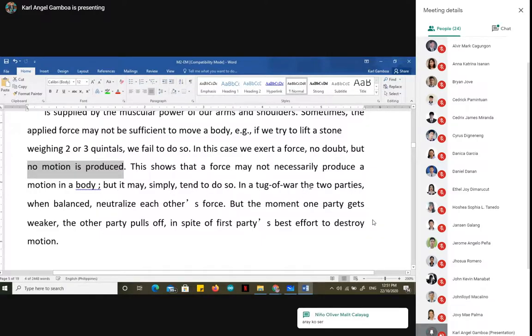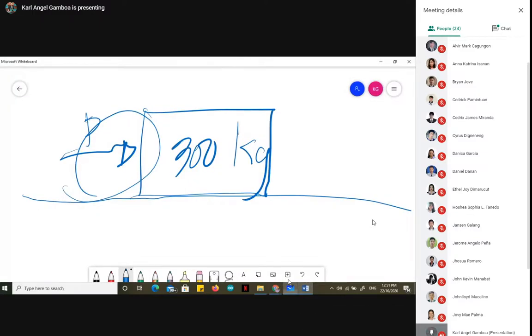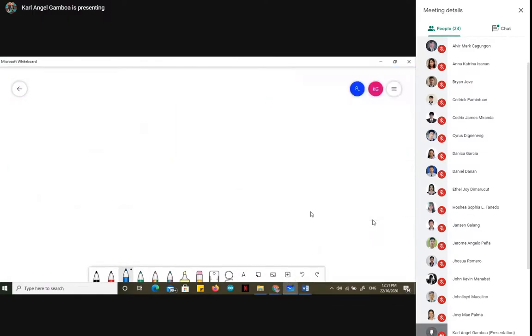In a tug of war of the two parties when balanced, they neutralize. Okay? For example, paano yon? Nakita na ba kayo ng tug of war? So, ayan na naman, masusubok na naman aking engineering drawing. Kaya ako, guys, nagmaster ng CAD para hindi ako mag-drawing ng technical.